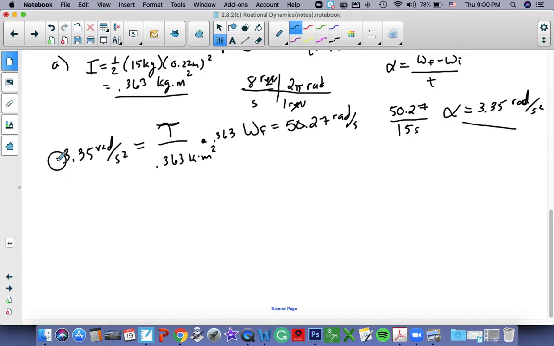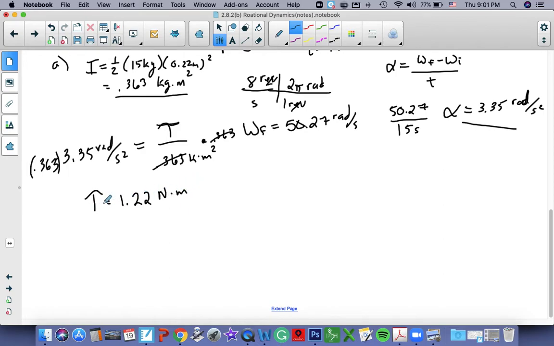0.363. So that's gone, that's gone. We've got to multiply those two here. So 3.35 times 0.363, and we get a torque of 1.216, so 1.22, and that'll be in Newton meters.